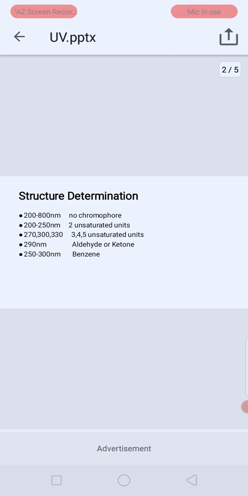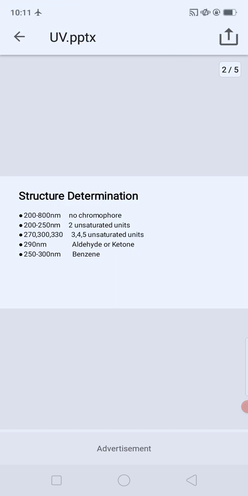between 200 to 250 nanometer region indicates the presence of a conjugated system of two unsaturated units, and we can say that there may be two double bonds here. Moreover, the strong absorption about 270, 300 or 330 nanometer may be due to the conjugated system of 3, 4 or 5 unsaturated units respectively.